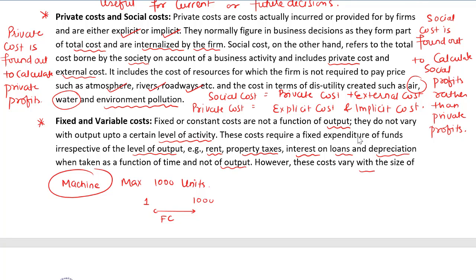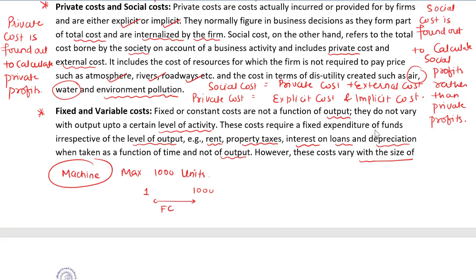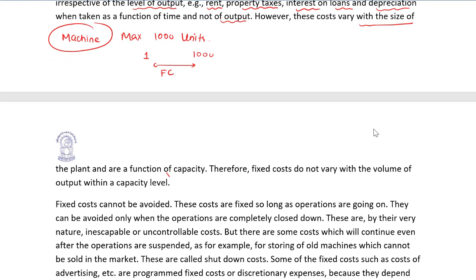However, these costs may vary by the size of the plant and functions of capacity. Therefore, fixed costs do not vary with the volume of output within a capacity level. The capacity is 1000. So till 1000 capacity, supposedly I am paying rent of this machinery. The rent of this machinery is 1 lakh rupees. Whether you produce 1 unit or 1000 units, the rent cost of this machine is 1 lakh. This will be fixed cost.